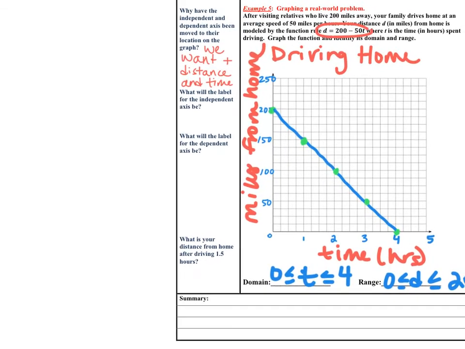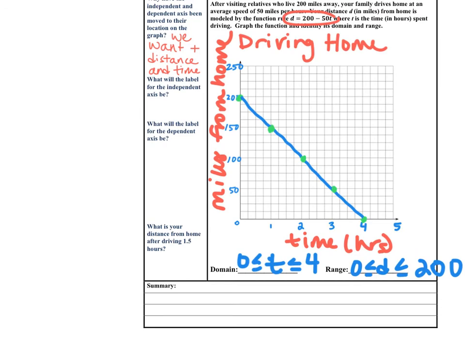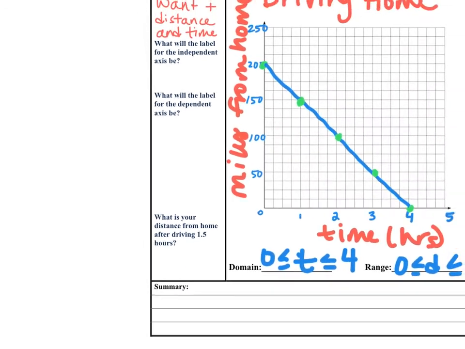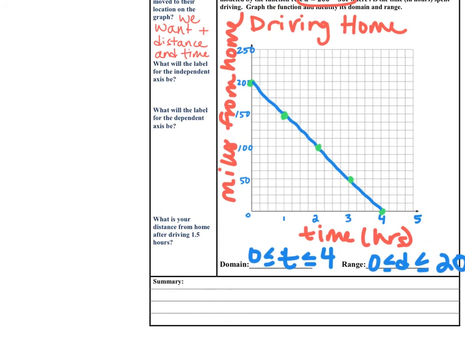There's that question on the side. What's your distance from home after driving 1.5 hours? You could calculate that by plugging it into your equation. D equals 200 minus 50t. 1.5 hours. What would that be? 125 miles? There you go.